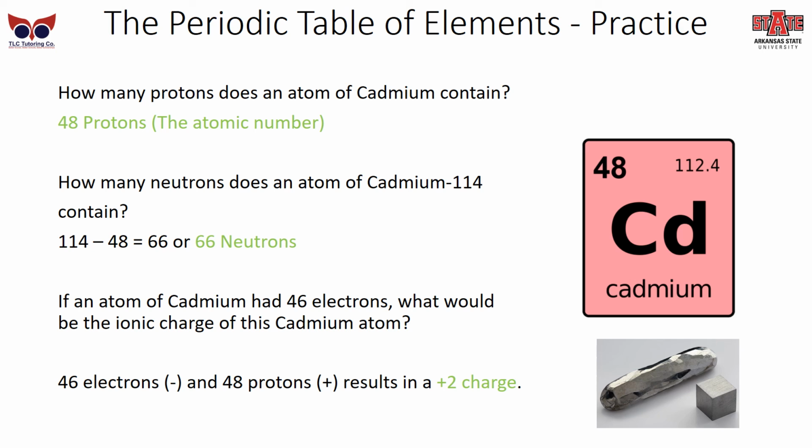And then we said if I had an atom of cadmium that had 46 electrons, if there are 46 electrons and each of them has a negative charge, and 48 protons, each with a positive charge, we would end up with a +2 charge on this atom of cadmium.